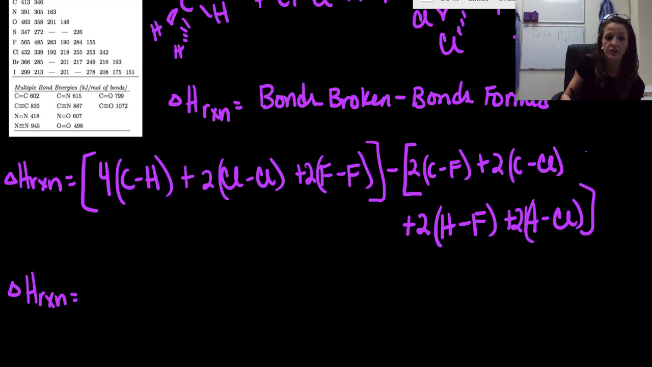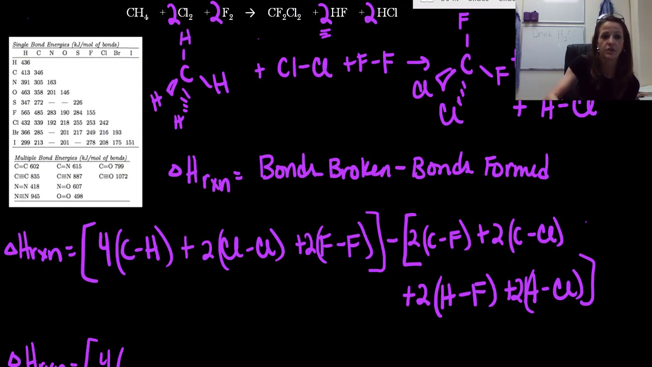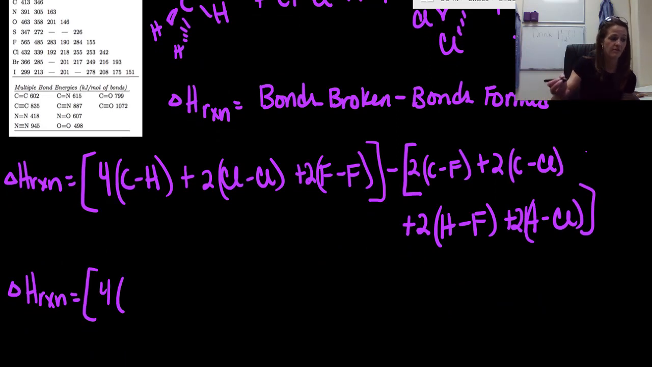So we have our delta H of reaction. We do 4 times our carbon-hydrogen bond. So I expect you to go over here. We can see that we have hydrogen right here at the top. We can see carbon right here on the side. And so when we come in here, we would see that our carbon-hydrogen bond is actually 413 kilojoules per mole. And so I'd expect you to use this chart to go through and find every single one. So for our carbon-hydrogen, we have about 413.